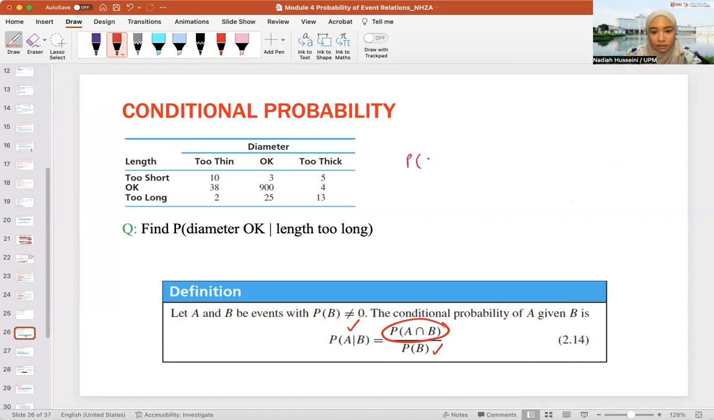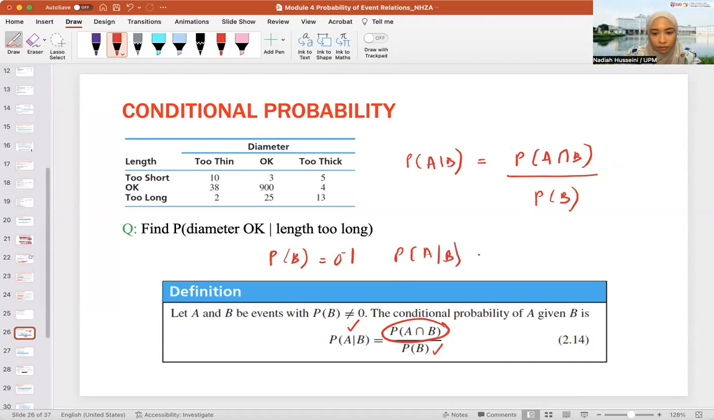Okay, so probability of A given B is probability of A intersect with B over probability of B. Let's say I have probability of B equals 0.1. The question gives me this value, and probability of A given B, they already give me this answer. Maybe it's 0.05. Now they ask me, what is the probability of A intersecting with B?